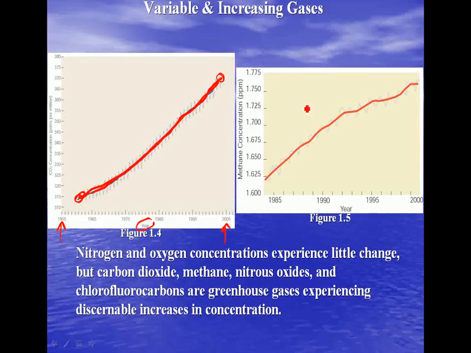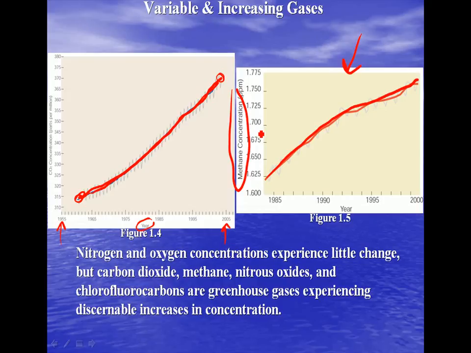If we look over here on the right, this graph here, methane. That's a gas that often comes from the belching of cows, believe it or not. In rice paddies, you'll find methane being sent off into the atmosphere. And we measure methane and we can see an increase in that gas as we go from 1980 up to 2000. And that's also measured in parts per million.